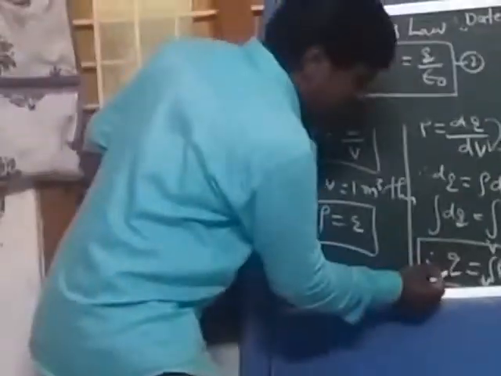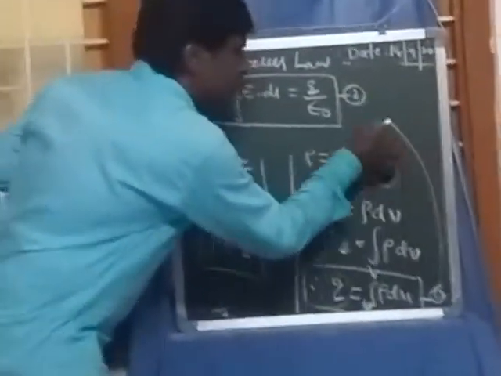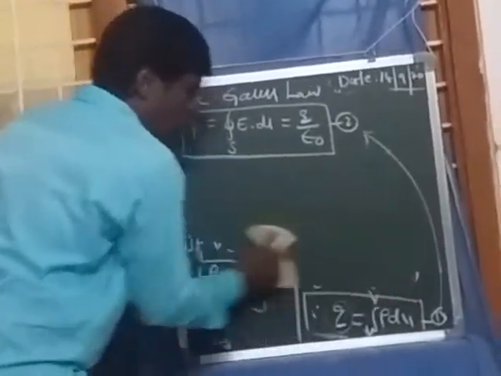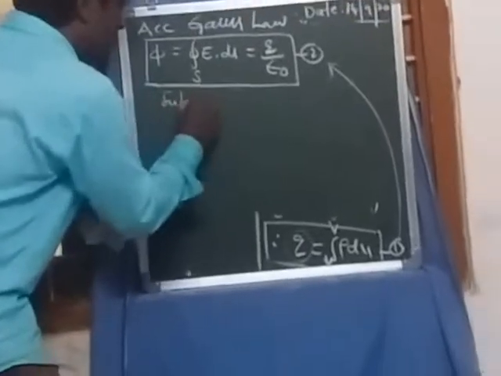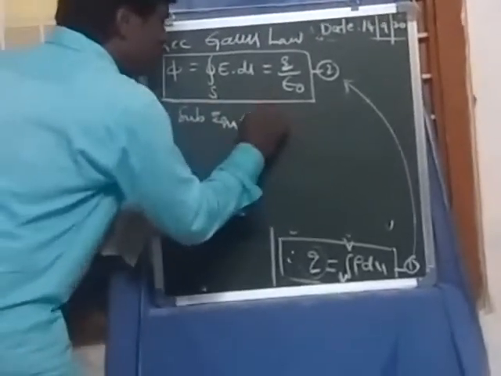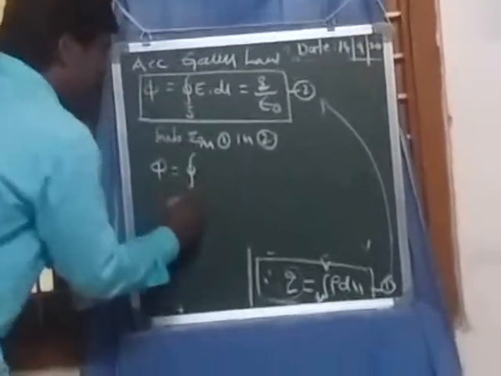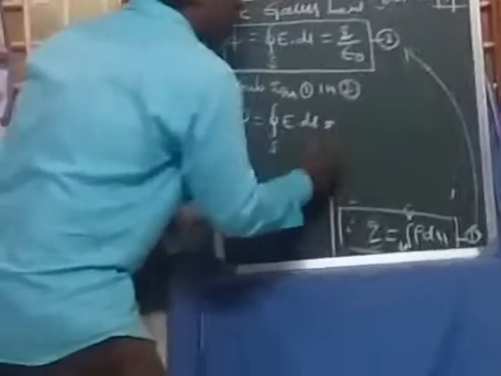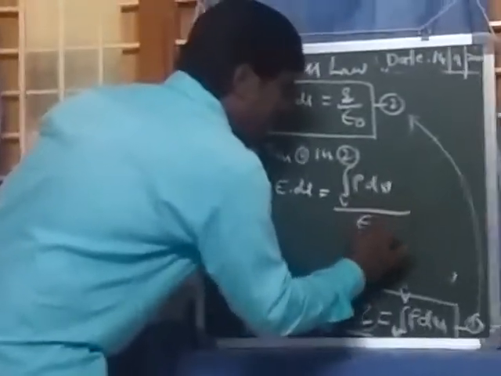Now equation 1 is represented by the charge q. This can be substituted in equation 2. We will get the following equation. Substituting, we get psi equal to the surface integral S of E dot ds equal to q, and you can substitute q as the volume integral of rho dv by epsilon.